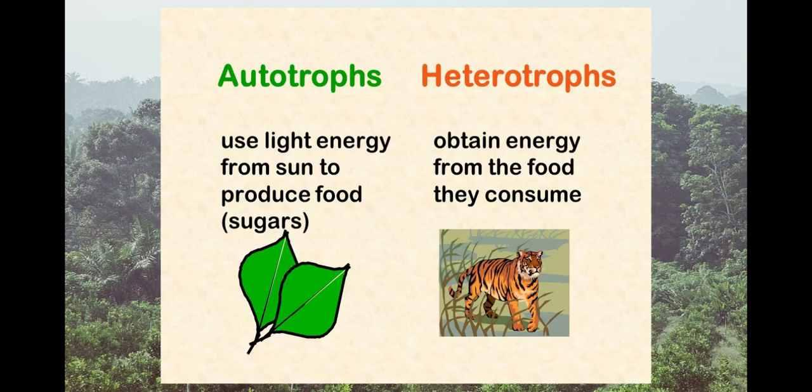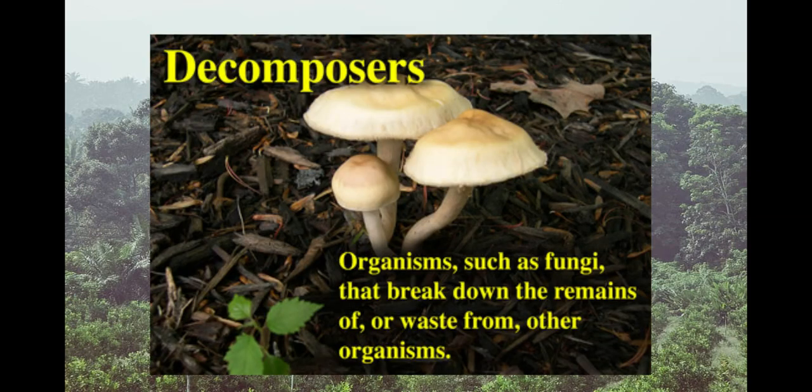Remember that ecosystems are made of autotrophs, or plants, which automatically make their own food through photosynthesis, and heterotrophs, which need to eat to get their energy. Humans and animals are examples of heterotrophs. We also have decomposers, which break down dead organisms and waste to get their ATP.